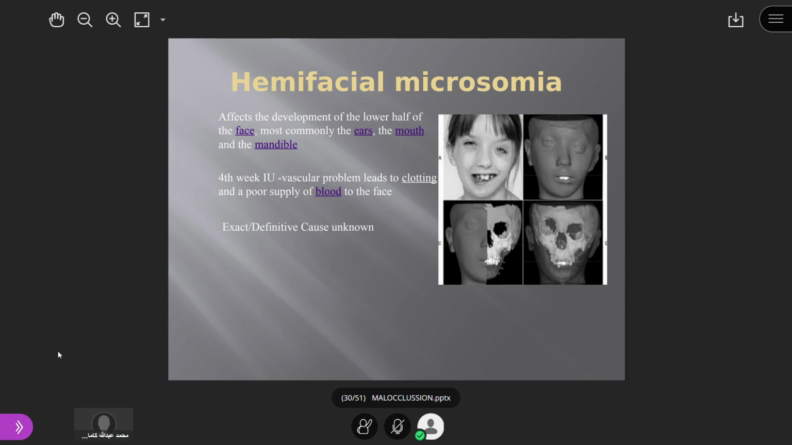Hemifacial microsomia affects the development of the lower half of the face, right? Hemifacial means half of the face. Micro means small, somia means body. So small, and this is occurring in the lower half of the face, most commonly the ears, the mouth, and the mandible, right? In the fourth week of intrauterine life, if a vascular problem leads to clotting and a poor supply of blood to the face, that is the suspected cause of this embryological defect. The exact definitive cause is unknown.